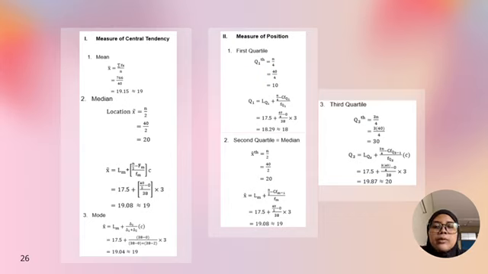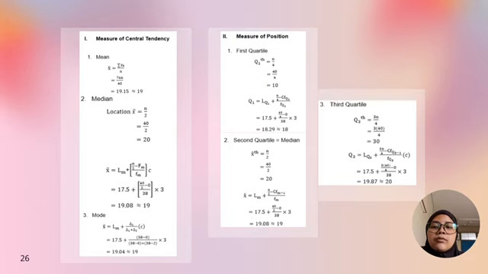So for median, we use the formula median position equals n divide 2. After we get the location of the median, we insert it into the median grouped data formula, which is like in this slide. So the final answer that we got is 19.